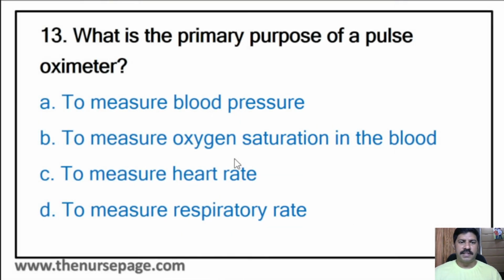13th question. What is the primary purpose of a pulse oximeter? To measure blood pressure, to measure oxygen saturation in the blood, to measure heart rate, to measure respiratory rate. Correct answer, to measure oxygen saturation in the blood. The primary purpose of the pulse oximeter is getting oxygen saturation in the blood. Along with that, it will show the heart rate also. But if it is asking primary purpose, that is oxygen saturation.